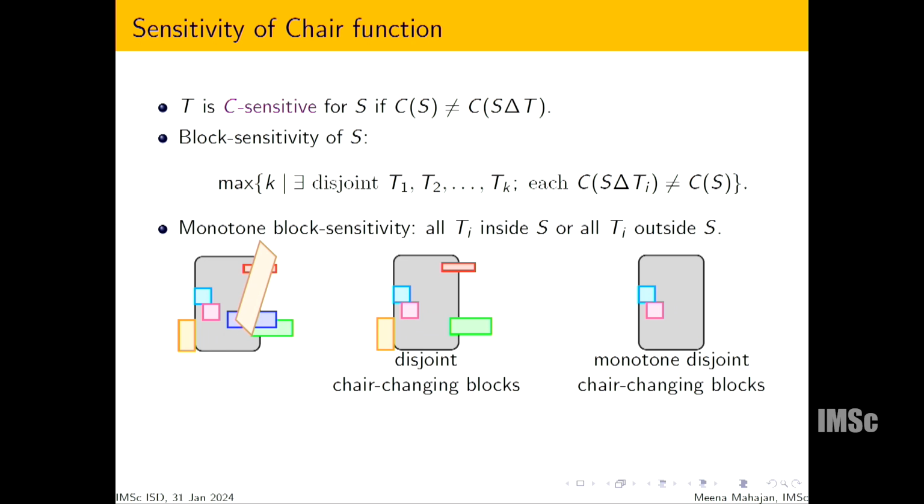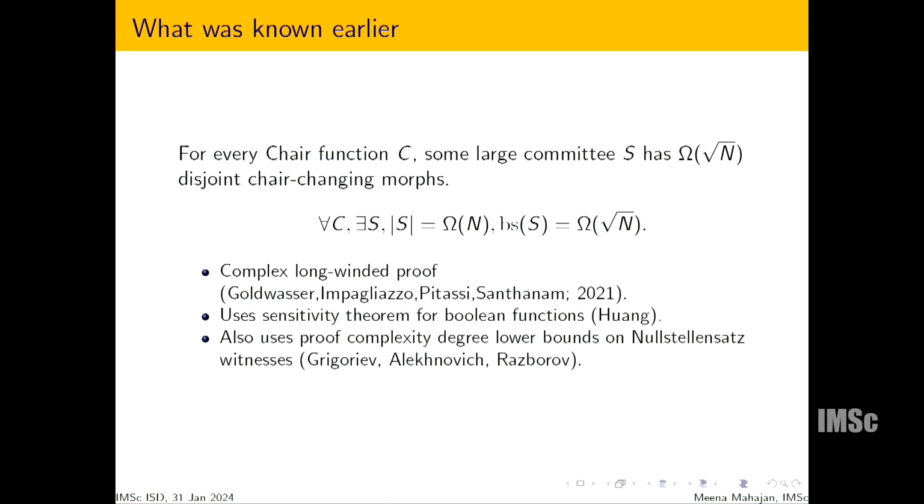But if I want to look at monotone block sensitivity, then I need all the blocks to be not only disjoint, but all of them inside or all of them outside. So this block is outside, but if I take that, I cannot take the ones that are inside. So you could have a much smaller value for the monotone block sensitivity. Okay, so the question we want to ask is: how large can this sensitivity be? How large can monotone sensitivity be? And here's what was known.